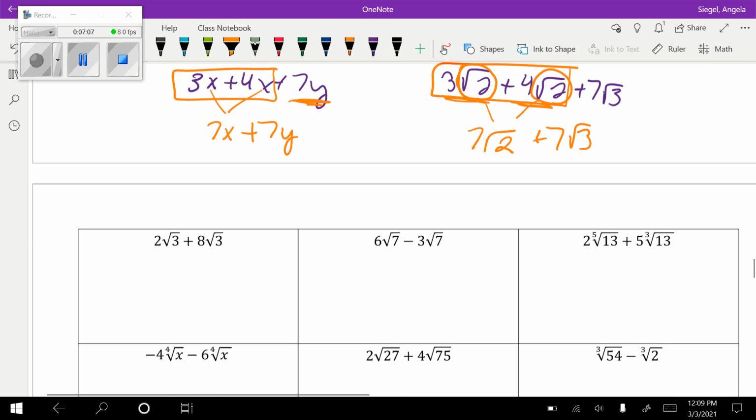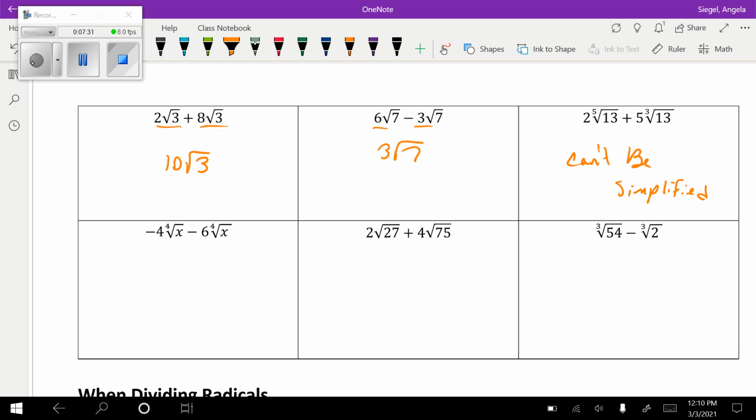So let's look through what we can simplify, what we can't. So notice that these we can simplify. So it just becomes 10 square root of 3. These we can simplify. So it becomes 3 square root of 7. Same thing here. Notice same root. No, not the same root. So we cannot simplify this. So that cannot be simplified.